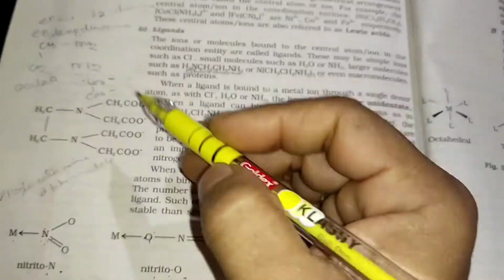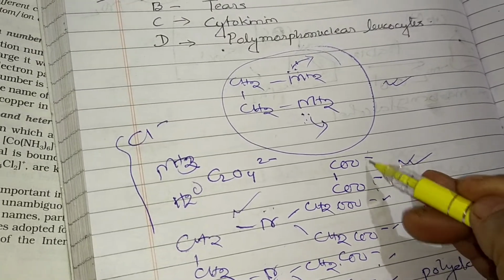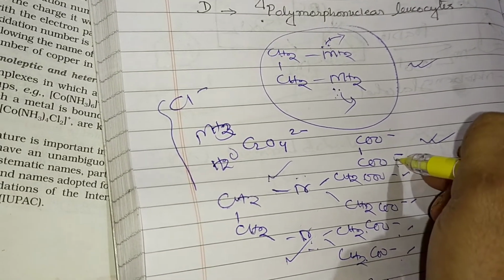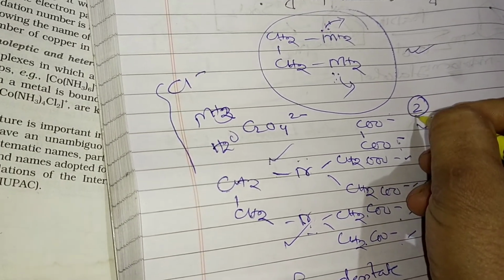So in oxalate, how many are there? Already I have shown you. C2O4 oxalate is coming here, 2. So when C2O4 oxalate is connecting or ligating, here instead of 1, we have to consider the coordination number as 2.